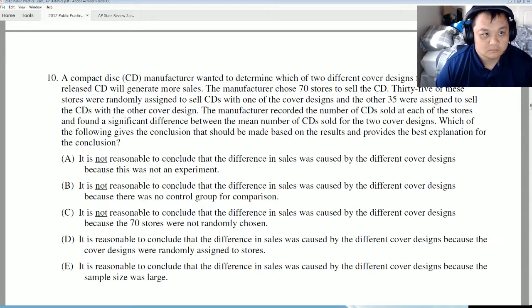A compact density. Well, what are you thinking? Hold on.